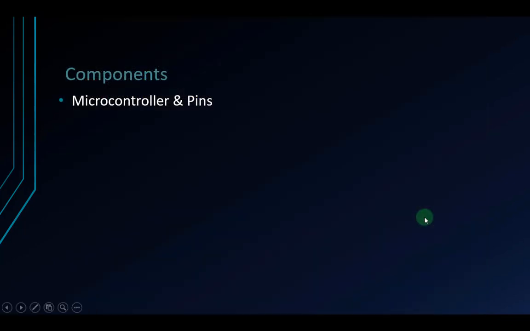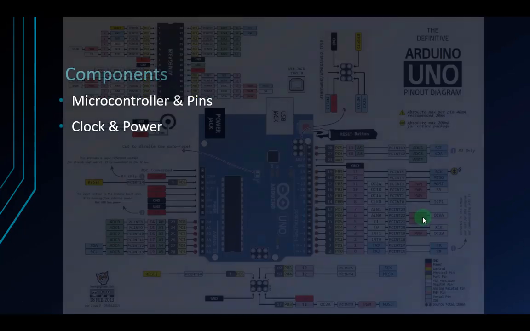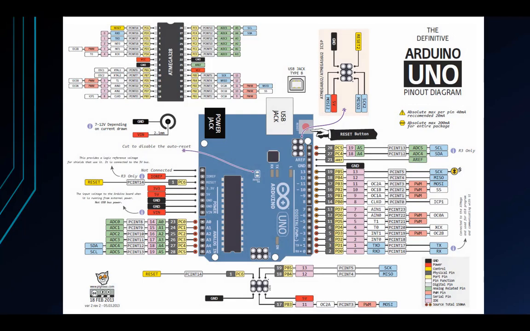Okay, next is the clock and power. For the clock on Arduino, we can use an external or internal crystal. But there is a 16 megahertz crystal on the board, so we use the clock signal of around 16 megahertz. The ATmega328 has both external and internal clock options too.